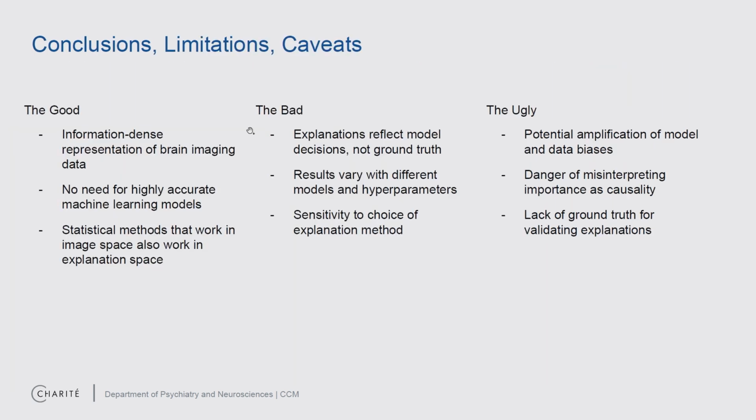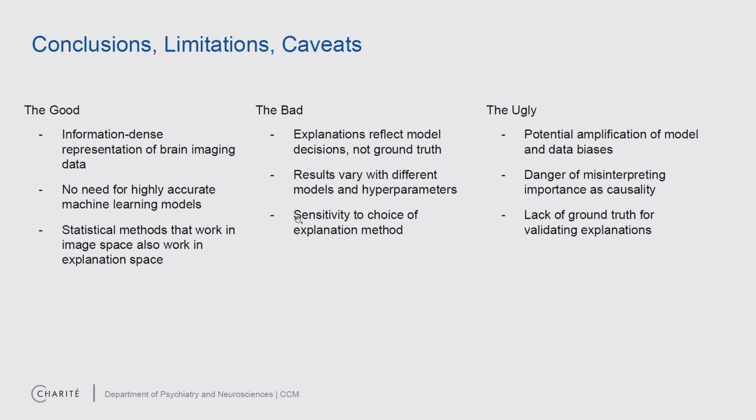So, coming to the end, conclusions. Based on what we've seen, at least in these two studies, the explanation space does give us an information-dense representation of brain imaging data. I think it's very interesting that there's no need for a highly accurate model, that we can make do with models that just get us some interesting results, and that the statistical methods that we used to work with can be transformed to explanation space.